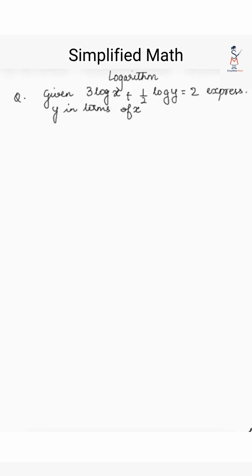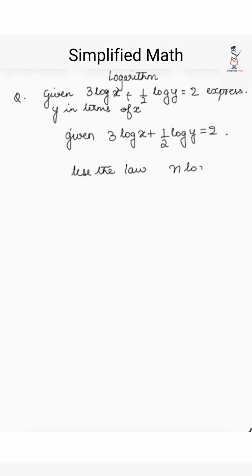Hi, we are doing logarithm. What is given? Given is 3 log x plus half log y is equal to 2. Now what we will use? We will use the law of logarithm. That is n log a is equal to log a raised to the power n.